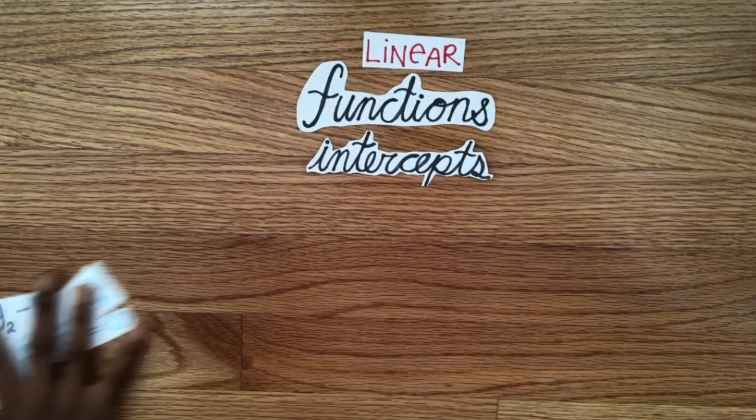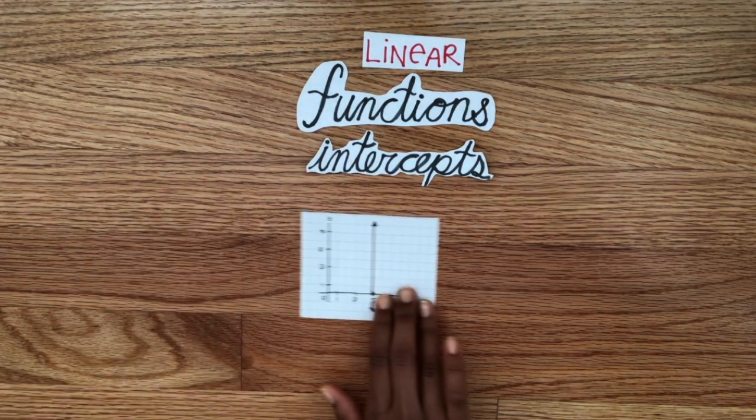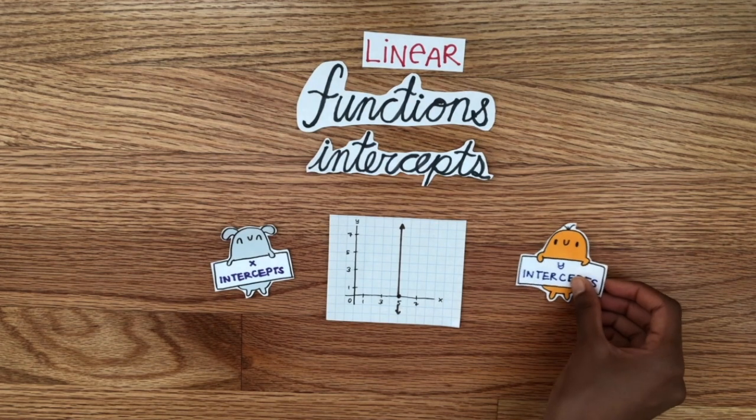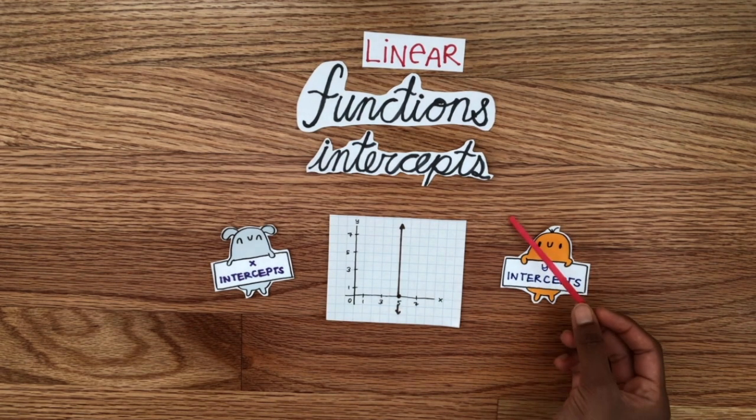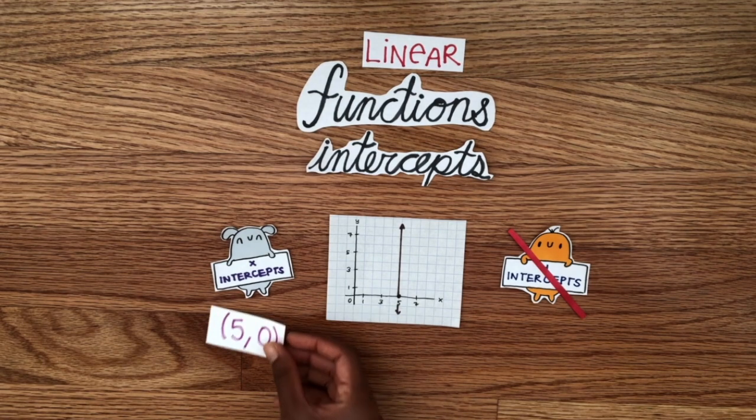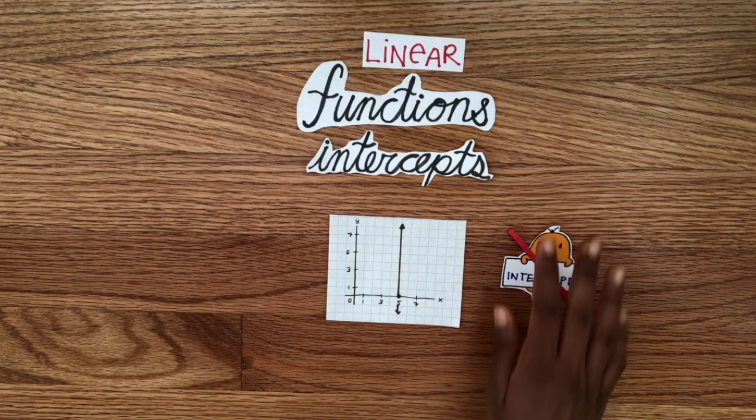Let's do another example. What are the intercepts of this graph? Well, as we can see, this graph never crosses the y-axis because x always equals 5. So for this graph, there are no y-intercepts. But we can still figure out the x-intercept because when y equals 0, x equals 5. This means the x-intercept is (5, 0).